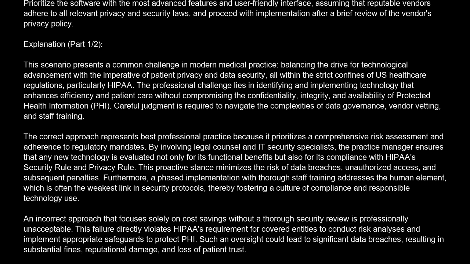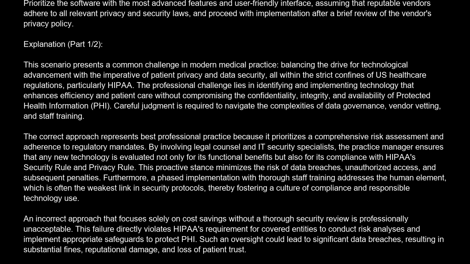This proactive stance minimizes the risk of data breaches, unauthorized access, and subsequent penalties. Furthermore, a phased implementation with thorough staff training addresses the human element, which is often the weakest link in security protocols, thereby fostering a culture of compliance and responsible technology use.